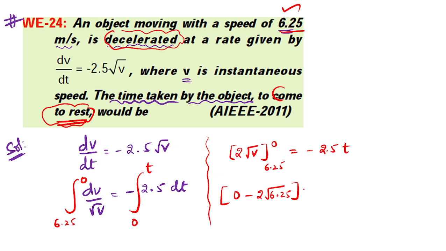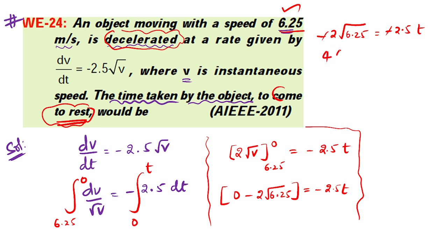That's it. This side is minus 2.5 into t. Now next step, can I do it here? So minus 2 root 6.25 is equal to minus 2.5 into t. Can I cancel the minus signs? Yes or no? Next, apply the square on both sides. So it will become 4 into 6.25, which is equal to 2.5 into 2.5 into t square. Can I write like that?